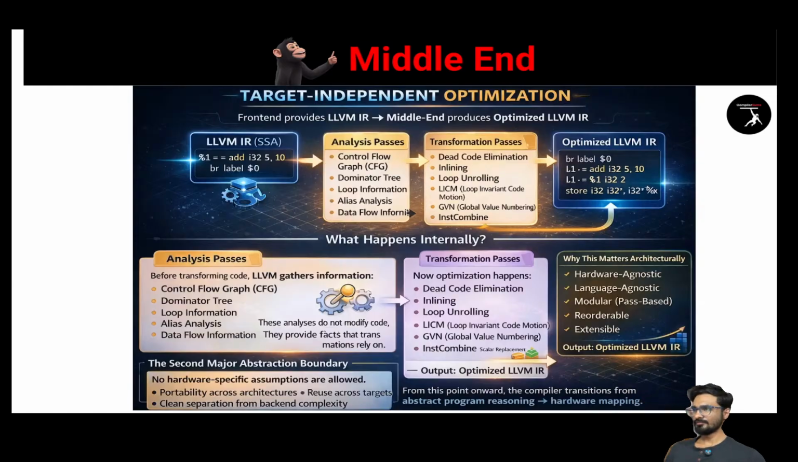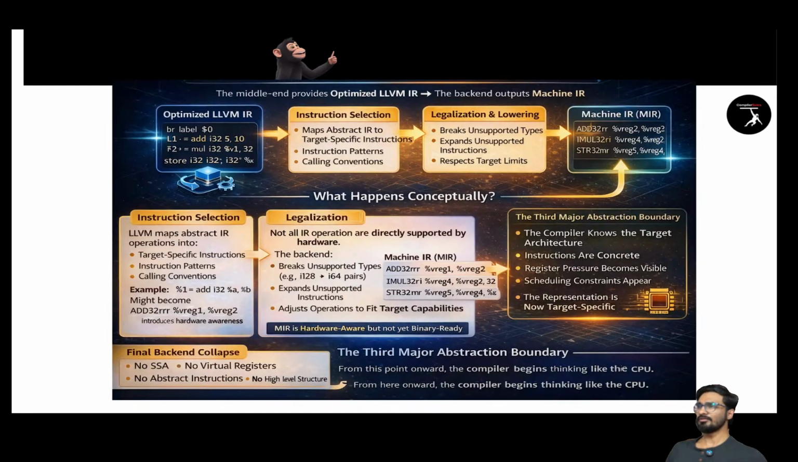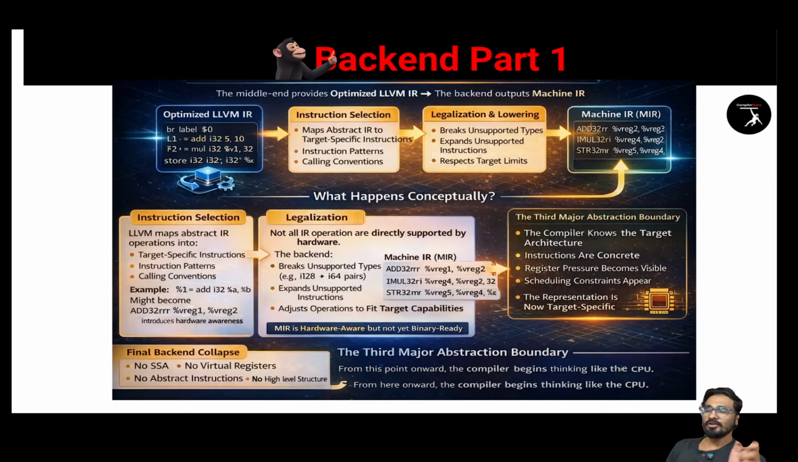Transformation passes. For the middle end there is one tool called opt that LLVM uses. For the back end, it simply means: what has the middle end given us? The middle end has given us optimized IR. This optimized IR is converted into machine IR. This machine IR will be similar to how assembly will look. It will have instruction selection, legalizing, and lowering.